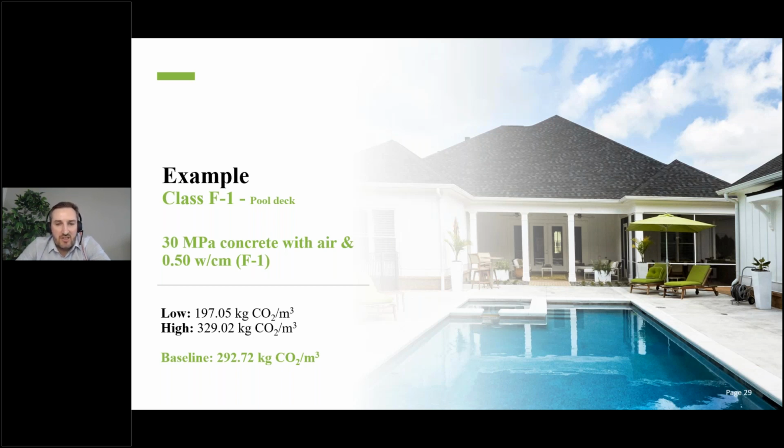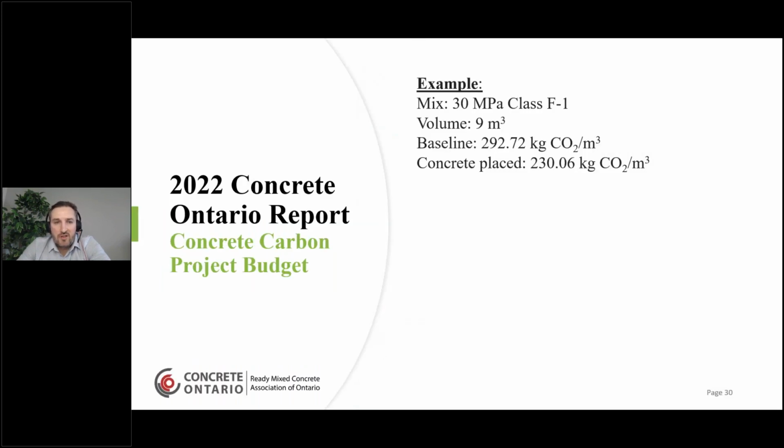The baseline for this mix design from the report is 292.7 kgs of CO2. And we're going to assume that the volume for this particular project was 9 cubic meters. So it's going to take 9 cubic meters to pour that pool deck. You have your baseline from the report. And then I took another number from that report and assumed that that mix design will be optimized. It will be better than the baseline. And I chose 230.06 kgs of CO2.